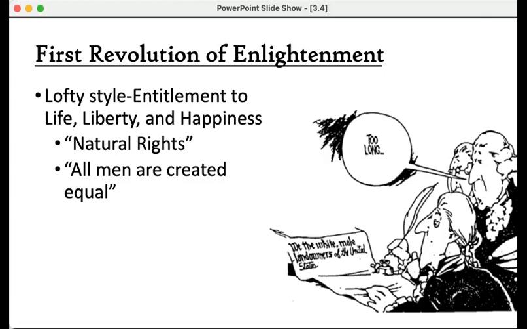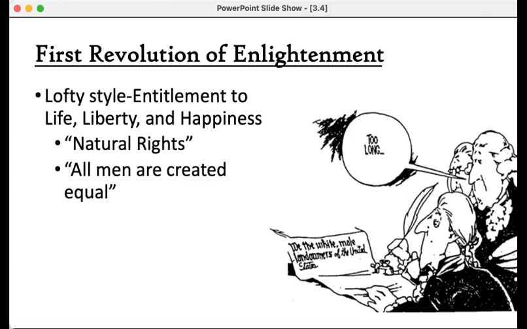That to secure these rights, governments are instituted among men, deriving their just powers from the consent of the governed. That whenever any form of government becomes destructive to these ends, it is the right of the people to alter or to abolish it, and to institute new government, laying its foundation on such principles and organizing its powers in such form as to them shall seem most likely to affect their safety and happiness.